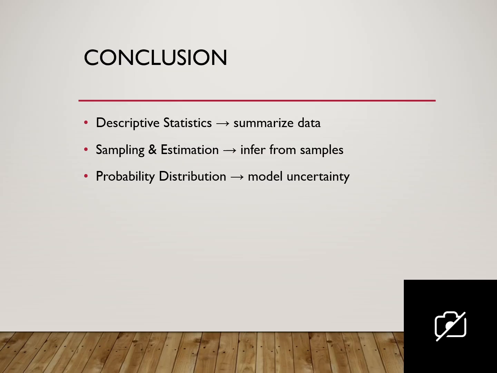Now, to conclude, descriptive statistics help summarize and understand data. Sampling and estimation allow us to make conclusions about populations using samples. Probability distribution helps model uncertainty and analyze outcomes. Together, these concepts form a strong foundation for statistics, business analytics, and data science.